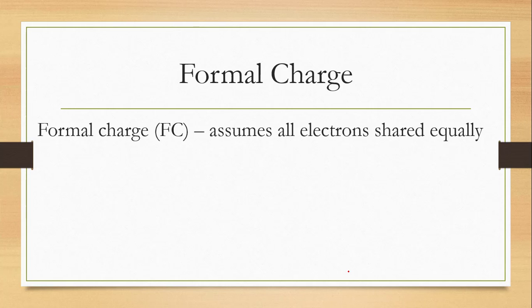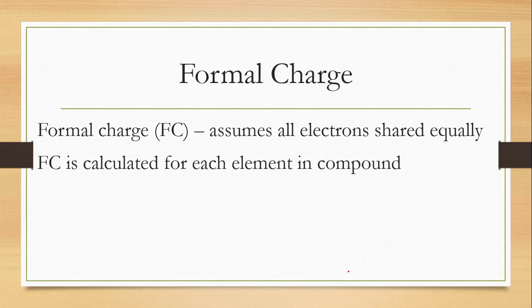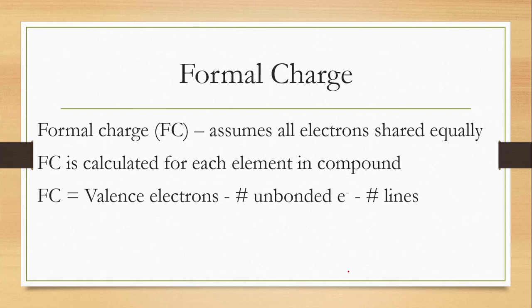Now, it turns out formal charge makes one big assumption. It assumes that all electrons are shared equally. You calculate the formal charge for each element in the compound. You calculate it by taking the number of valence electrons for that element, then subtracting the number of unbonded electrons, and then subtracting the number of lines.